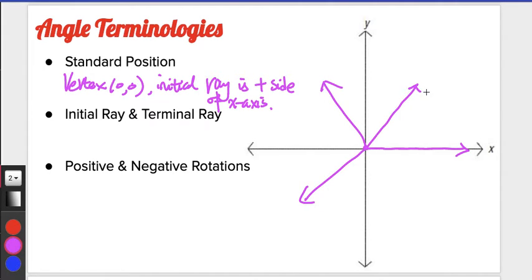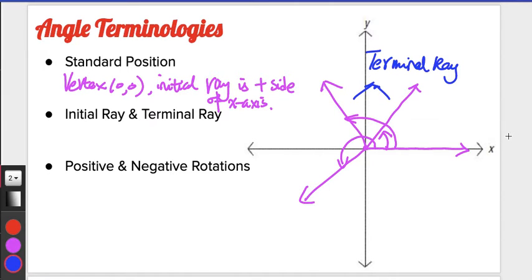But how big is the angle? Remember, you always start with the initial ray. It can look like this, and can be even bigger, coming around here. All these rotations of the other ray we call the terminal ray. These are all terminal rays, meaning where the other ray stops. That tells you exactly where the position of the angle is.